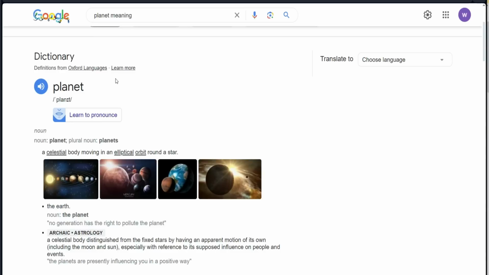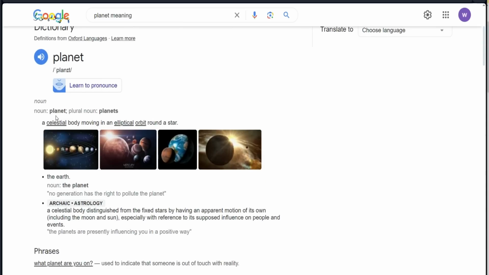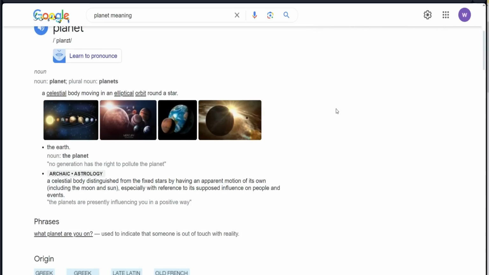So let's start the spell etymology of the word planet. Planet. And guys, you'll love what I found, but like always, I'm going to start with what they say. So as you can see, noun planet, plural noun planet, a celestial body moving in an elliptical orbit around a star. The earth, noun the planet. Archaic astrology, a celestial body distinguished from the fixed stars by having an apparent motion of its own, including the sun and the moon, especially with reference to its supposed influence on people and events.